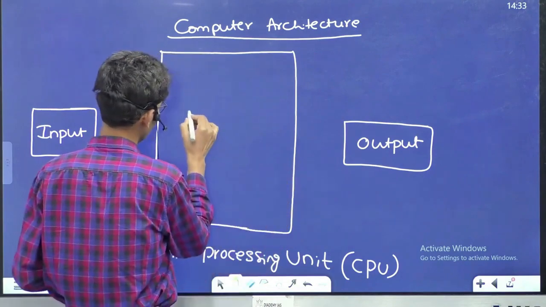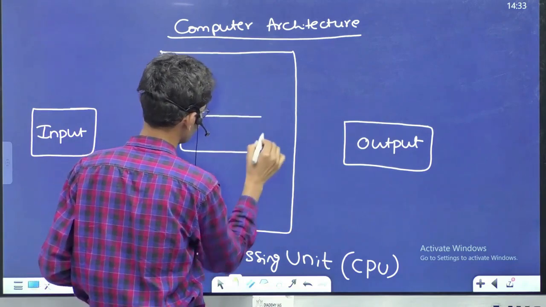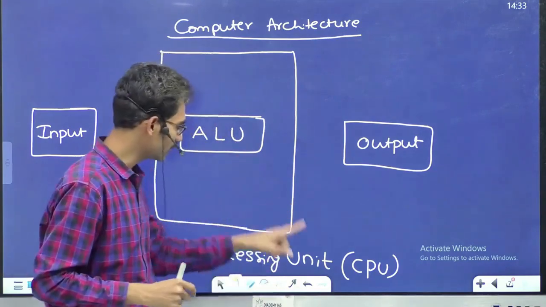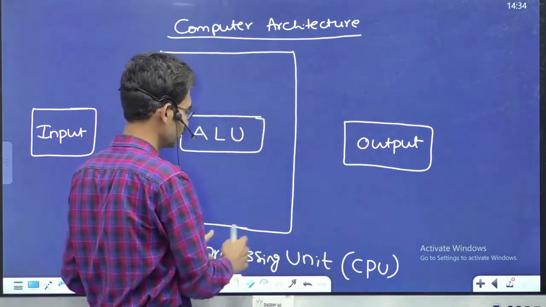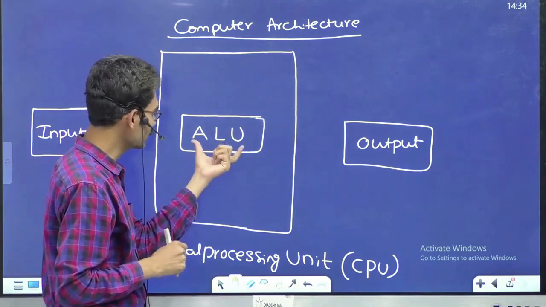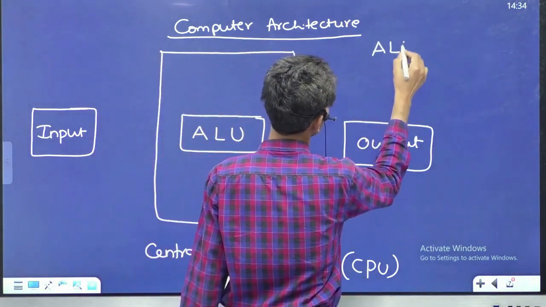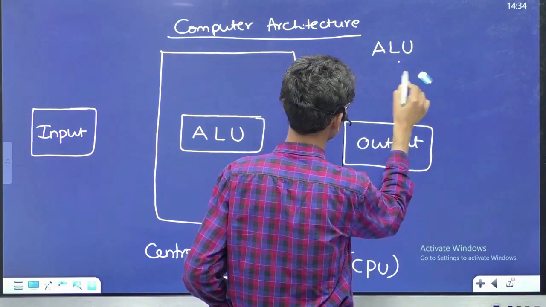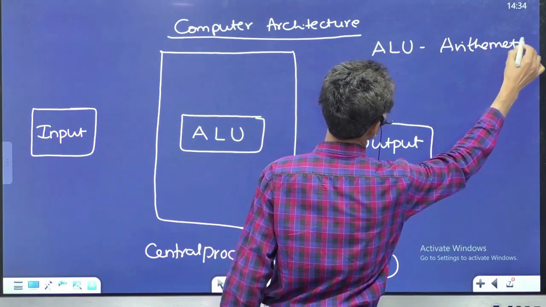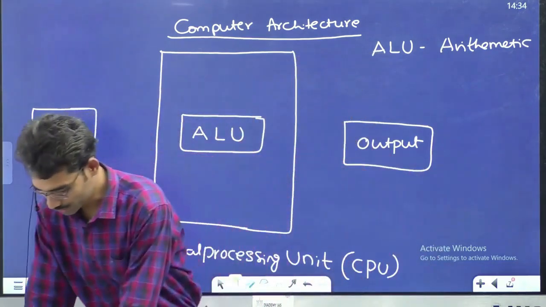There is a unit here, arithmetic and logic. Within this, ALU. So what does this U stand for? Unit. This is a big unit, the central unit. Within the central unit, you will find subunits. This part is ALU. ALU stands for arithmetic and logical unit.